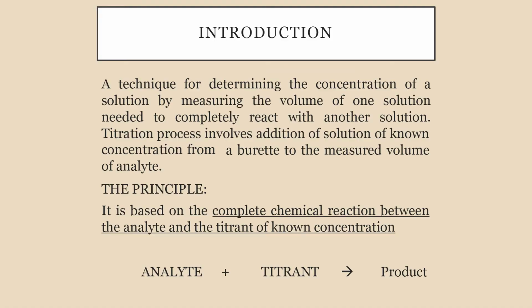Now, as an introduction, when you say titration or titrimetric method, we're basically using a technique to determine the concentration of a solution by measuring the volume of another solution. So what we're trying to determine is our concentration by measuring the volume of one solution. Typically this would be your titrant, which is needed to completely react with another solution. This one refers to the unknown solution. And the titration process involves addition of the solution of known concentration.